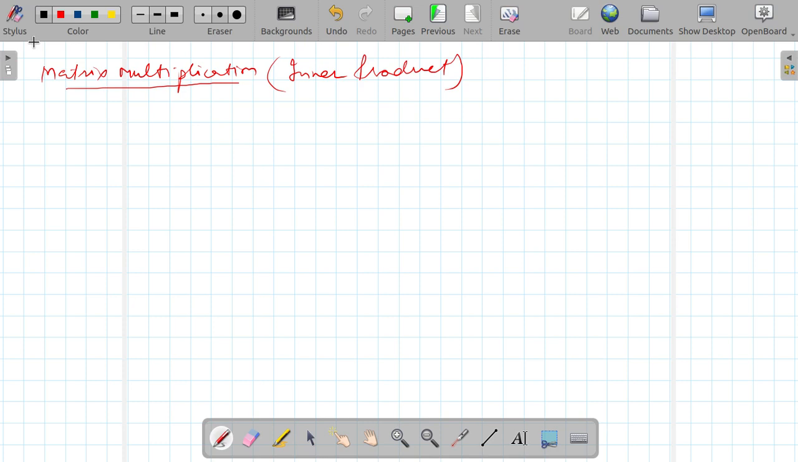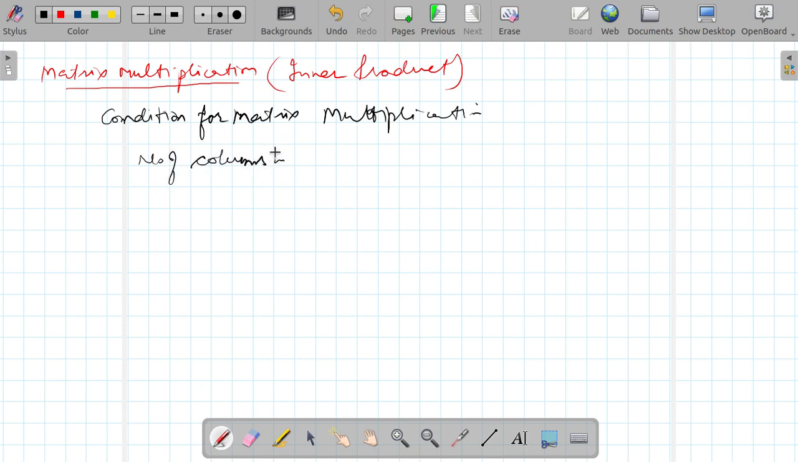So first of all, let us define the condition for matrix multiplication. For matrix multiplication, the number of columns in the first matrix must be equal to the number of rows in the second matrix.